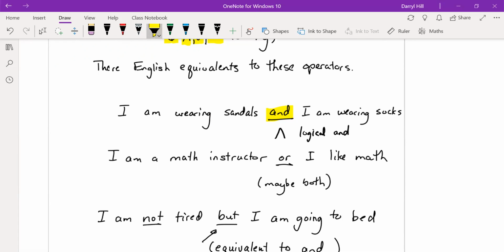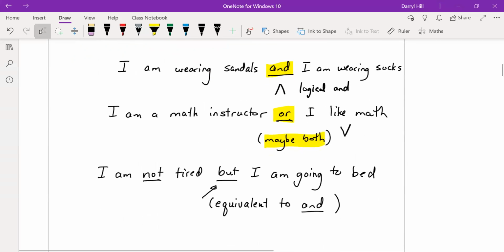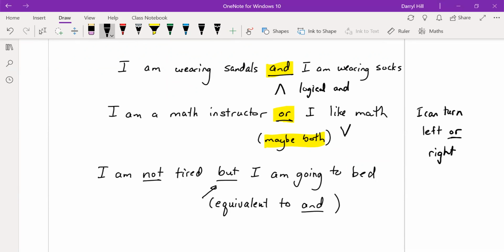And then "I am a math instructor, or I like math," and maybe both. So that corresponds to the logical OR operator. In English, OR means both logical OR and exclusive OR, so you have to be aware of the context. If I wrote something like, "I can turn left or right," I can only turn one of those if I'm at an intersection. So this is the exclusive OR operator.